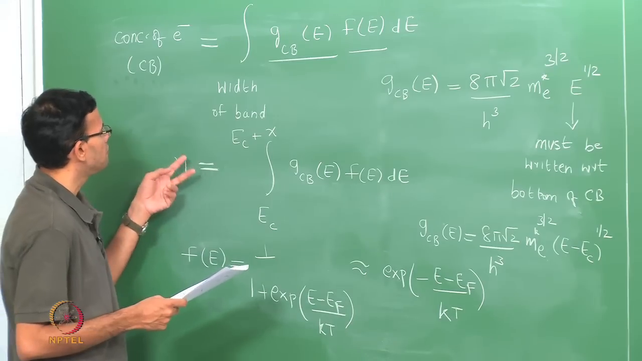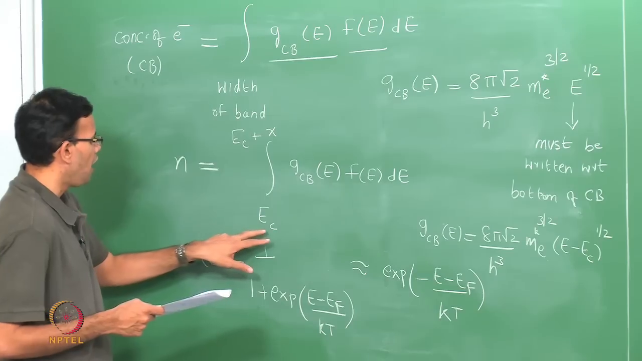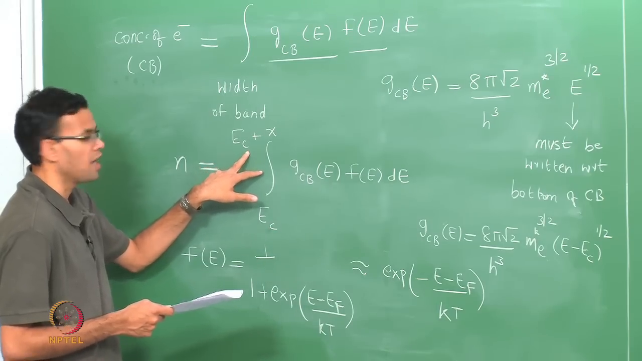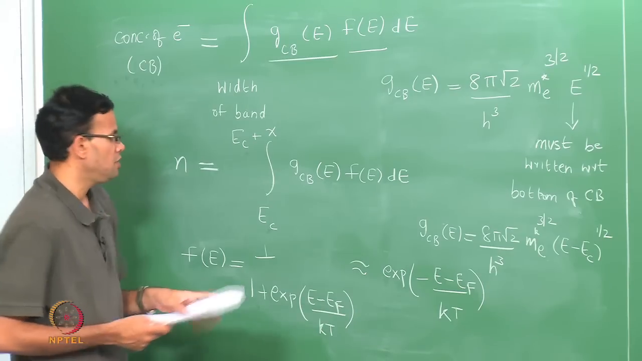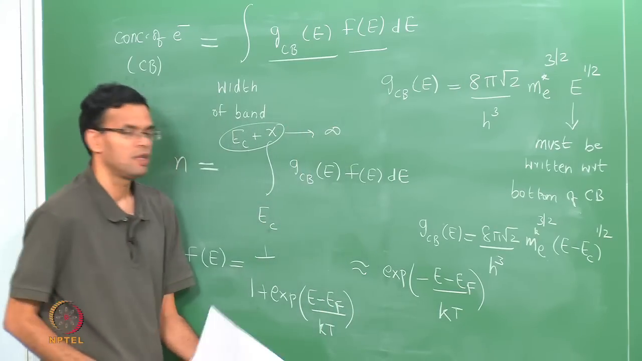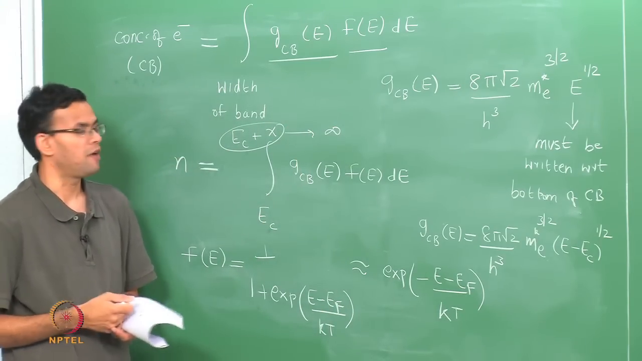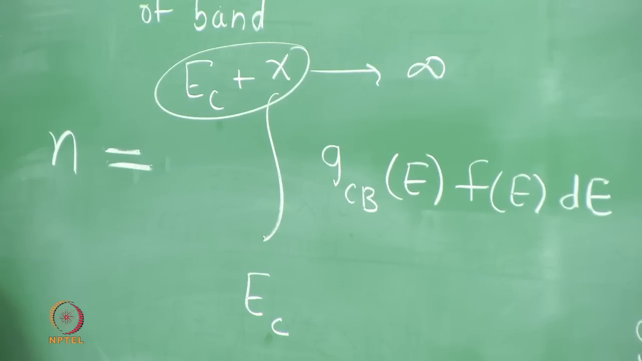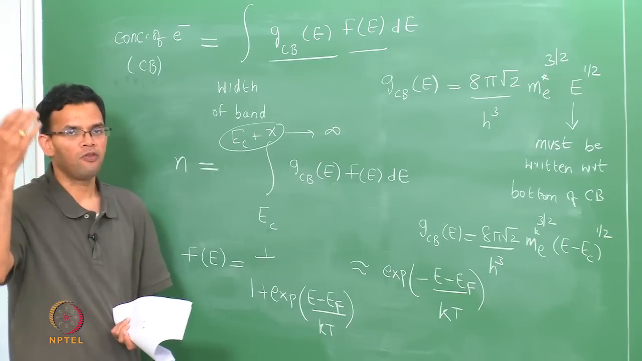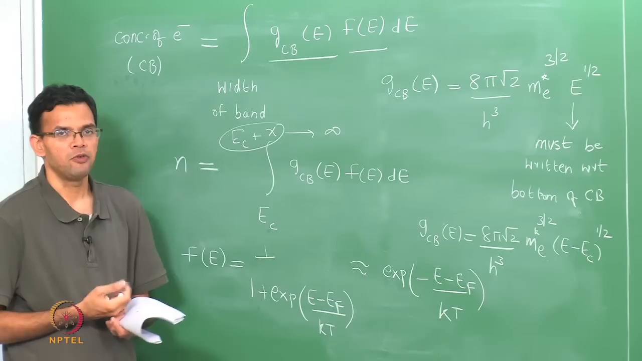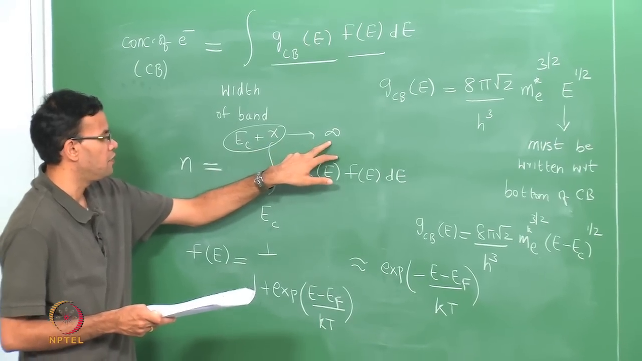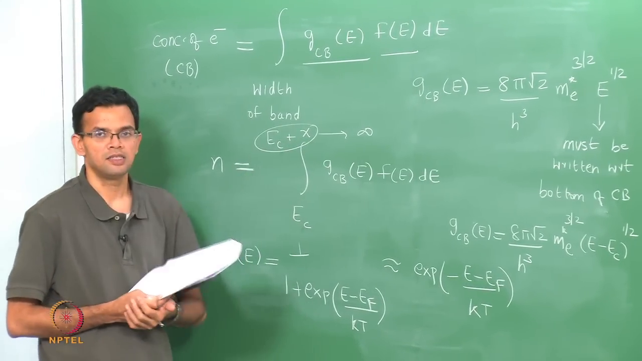In the case of the silicon semiconductor, our limits were the width of the band that goes from E c to E c plus chi. For ease of integration, we can replace the E c plus chi term with infinity. This is also justified because we will find that most of the electrons are located very close to the bottom of the conduction band. So, we can take the top of the conduction band to be infinity, and we won't lose much in the model. So, we will replace E c plus chi with infinity. Let me then rewrite this expression again.